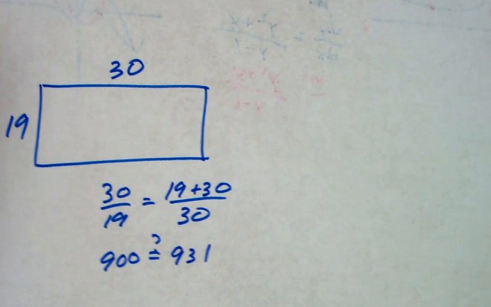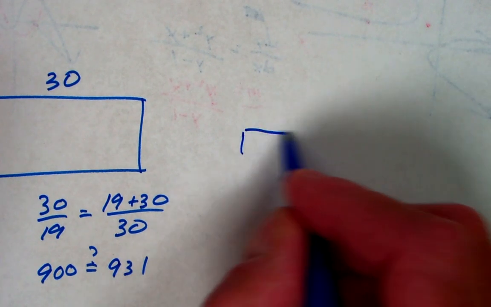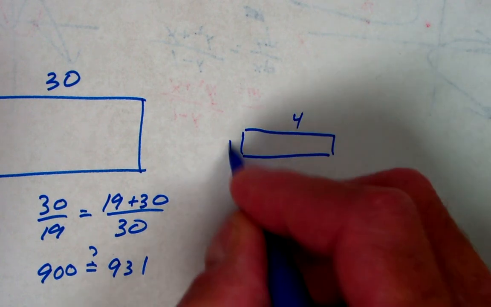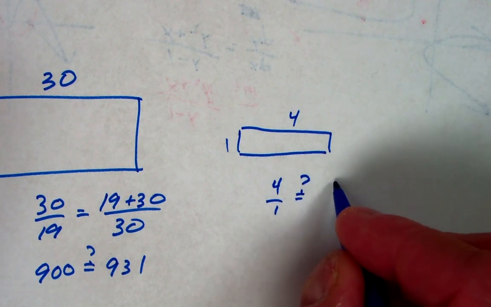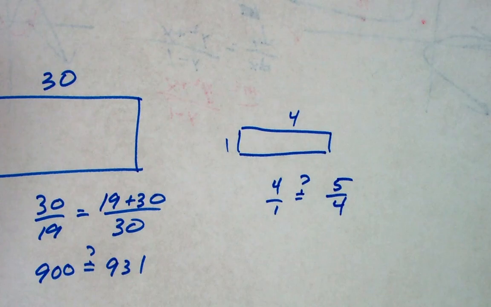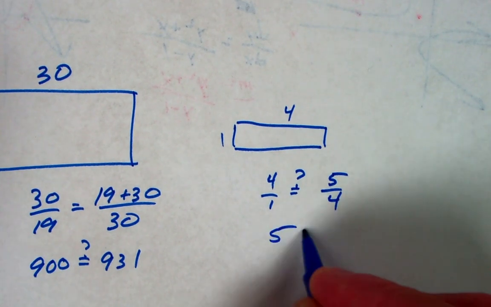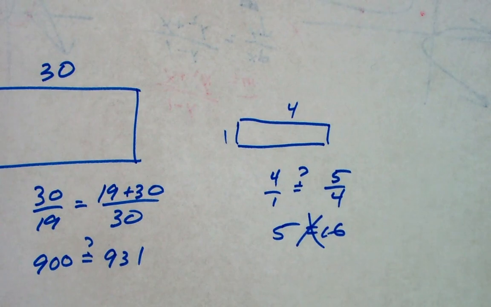Where if I would do something like the ugly one we talked about before, 4 and 1, 4 over 1, how much is that equal to? 5 over 4? 5, 16? No. Ugly rectangle. Okay? So this is kind of where the golden ratio was used, and it actually has lots of different applications in nature.